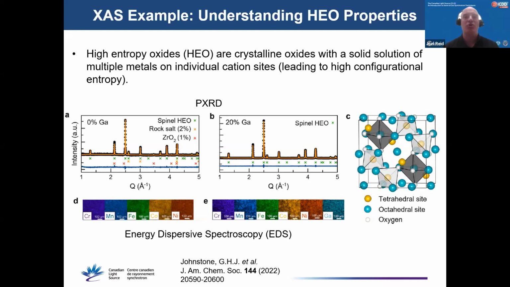These specific HEOs were prepared with a cubic spinel structure with two cation sites, an octahedral site and a tetrahedral site. And they were synthesized with 5 transition metals plus varying amounts of non-magnetic gallium. And you can see based on the EDS maps at the bottom here, the metals are all uniformly dispersed in the materials.